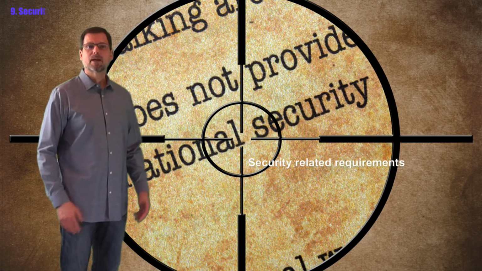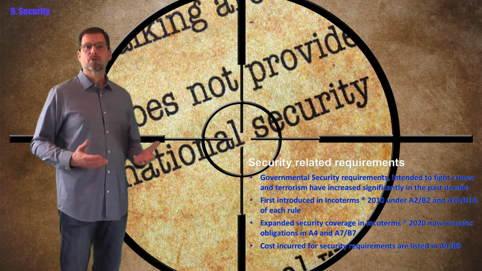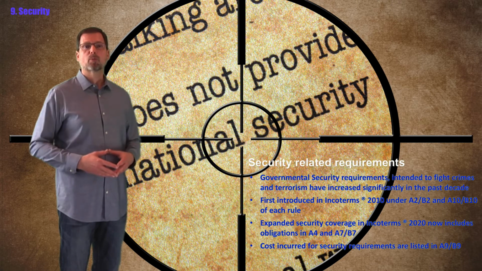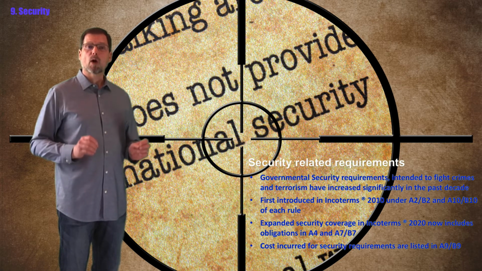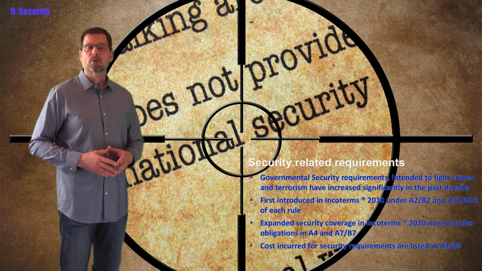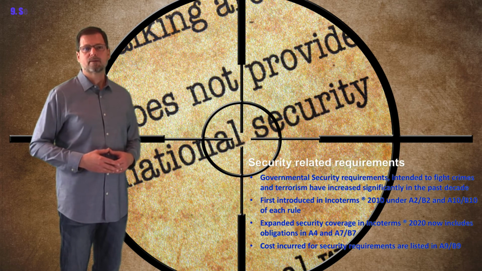Last but not least, the ICC added security-related requirements to each rule. Export and import security-related requirements have become more prevalent in the past decade. Since the Incoterms reflect common global business practice, the new rules include security-related requirements in Articles 4 and 7, along with security-related cost in Article 9.